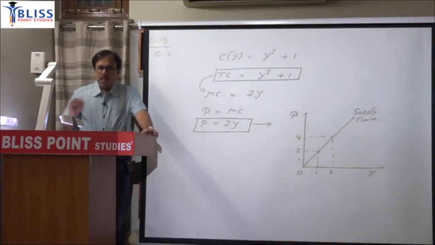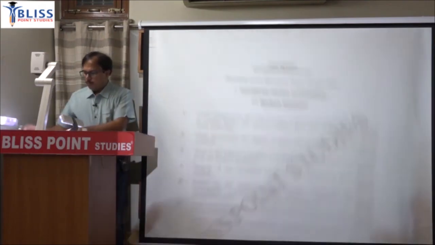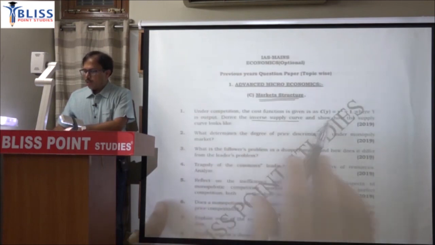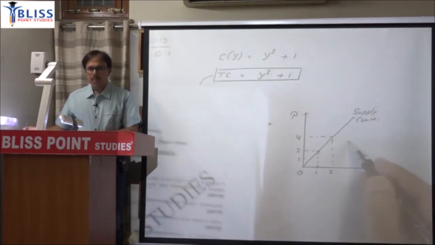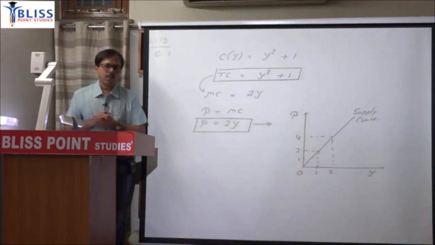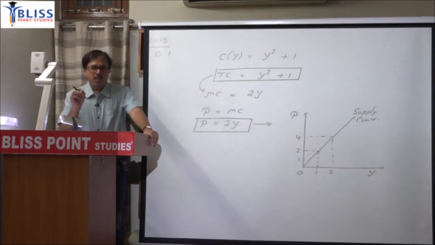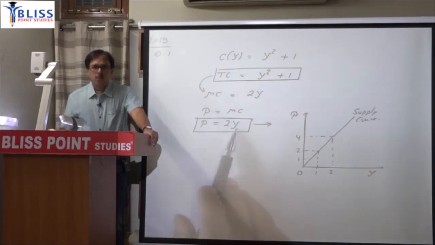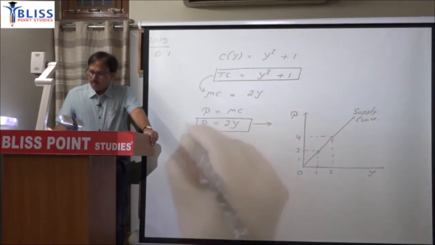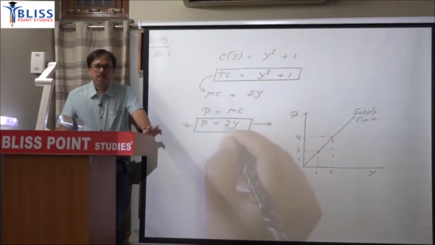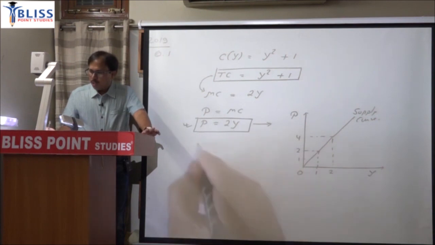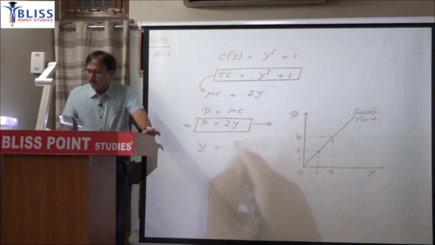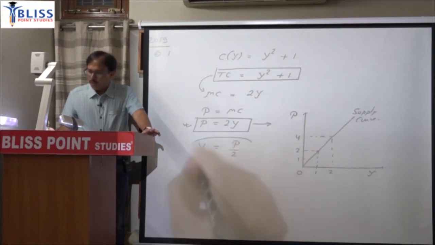Now when I say inverse supply curve, read that question again. It says derive the inverse supply curve and show how the supply curve looks like. So you have drawn that supply curve. Now what is the meaning of inverse supply curve and what is the direct supply curve? When you say supply curve, it explains the relation between output and price. So when you say output as a function of price, quantity as a function of price, then it is the direct supply curve. And when I say price as a function of output, then it is the inverse supply curve. So clearly this P equal to 2y itself is the inverse supply curve, no need to change it. But if you write the same equation in terms of y, y equal to P by 2, then it will be called the direct supply curve.